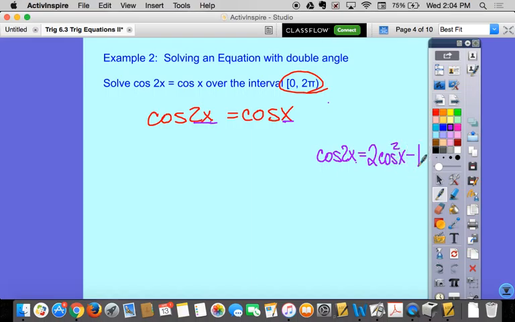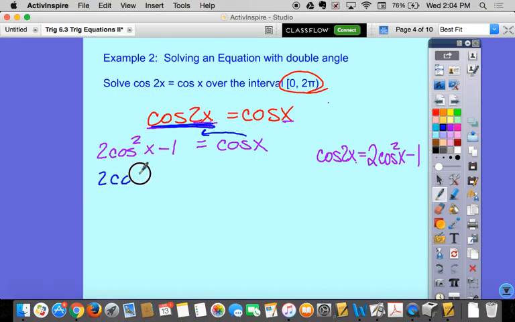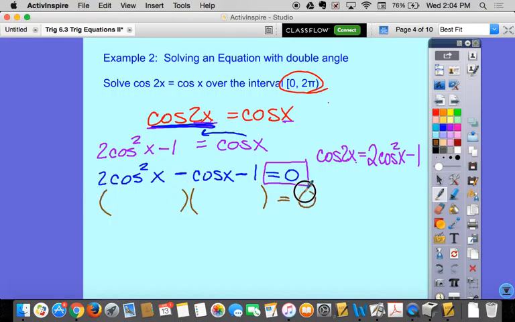So we're going to take this and we're going to replace it. 2 cosine squared x minus 1, that's what this is equal to. Let's just go slow. Is everybody happy with this gets replaced? Now this cosine needs to go over, because since I now have a quadratic, I'm going to need to put everything in descending order and get it equal 0. We talked about that earlier. Equal 0 is very crucial. If I can get it factored, then I can work it out and solve.